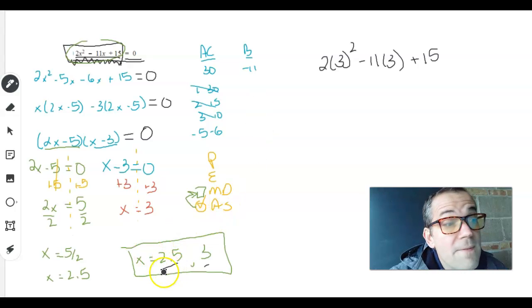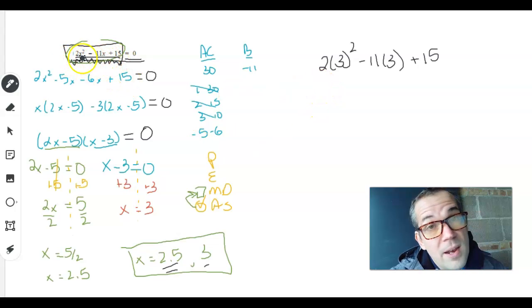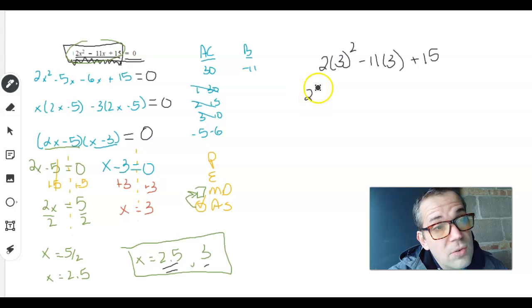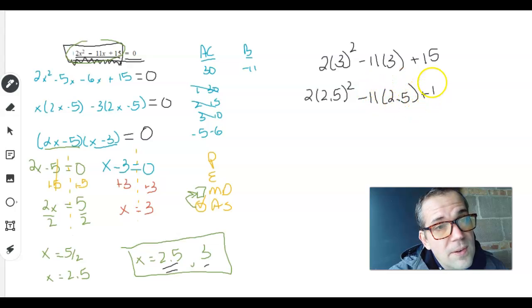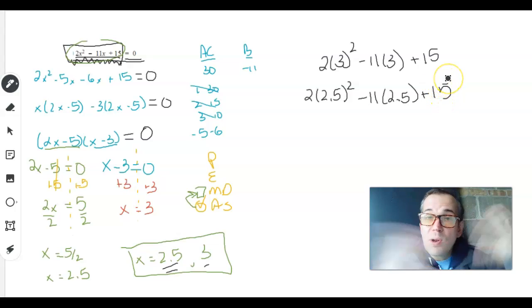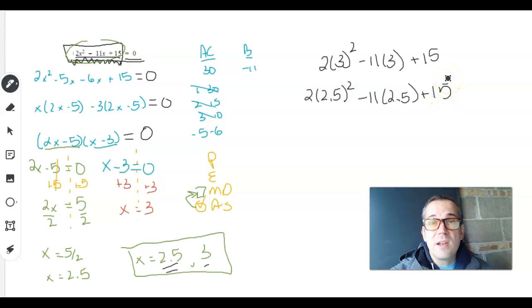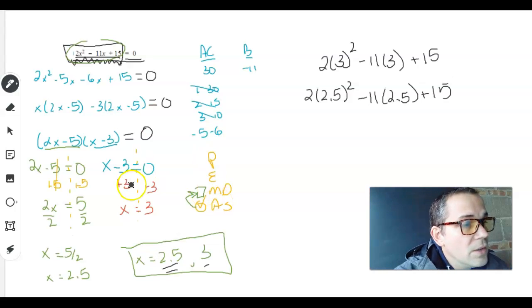If I'm saying 2.5 is the other solution, then plugging 2.5 in would look like 2 times 2.5 squared minus 11 times 2.5 plus 15. And when you put all that in the calculator, it should say that it equals 0. It really does feel like, oh my gosh, this is like magic, kind of.